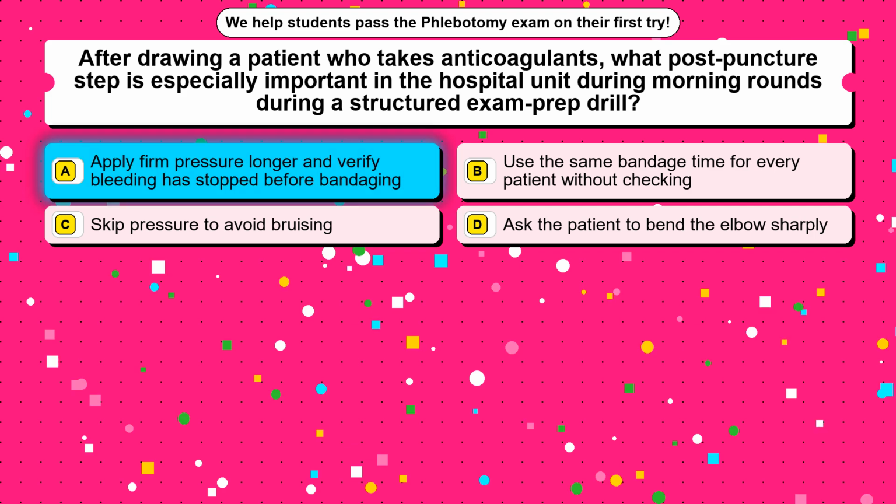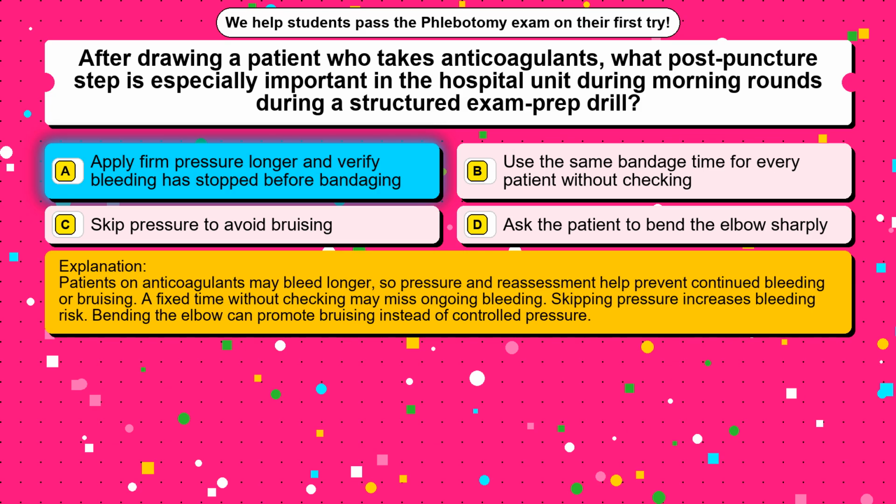The correct answer is option A. Apply firm pressure longer and verify bleeding has stopped before bandaging. Patients on anticoagulants may bleed longer, so pressure and reassessment help prevent continued bleeding or bruising. A fixed time without checking may miss ongoing bleeding. Skipping pressure increases bleeding risk. Bending the elbow can promote bruising instead of controlled pressure.